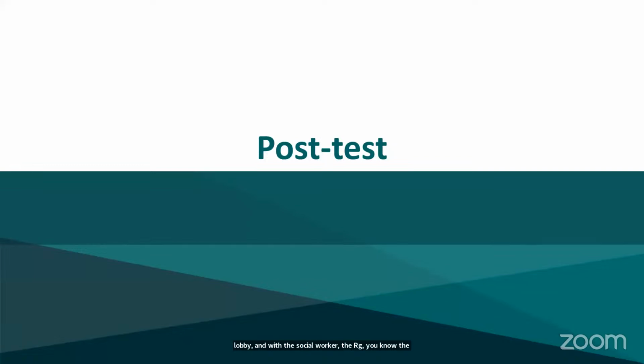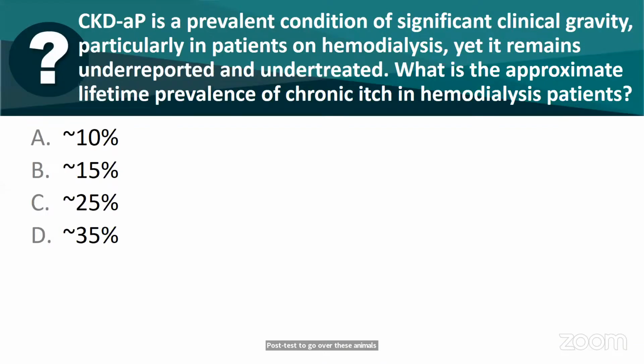So looking at the post-test. I really wanted to make sure we had time for the post-test to go over these answers and some rationale. If you take a look at the first question: CKD pruritus is a prevalent condition of significant clinical gravity, particularly in patients on hemodialysis, yet it remains underreported and undertreated. What is the approximate lifetime prevalence of chronic itch in our patients?